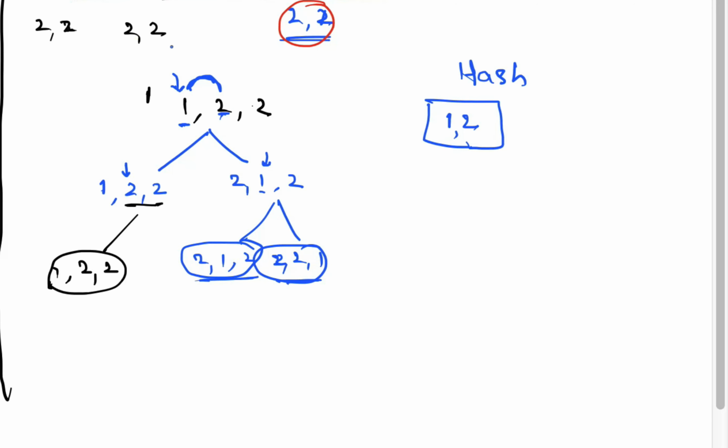Then the control will come back to function number 1, which is our initial function. Again we will try to swap this 1 with 2, but now because this 2 is already present in the hash set, we will not swap 1 with 2, and we will leave it as it is. So this way only 3 permutations will get printed, which are 1 2 2, 2 1 2 and 2 2 1.